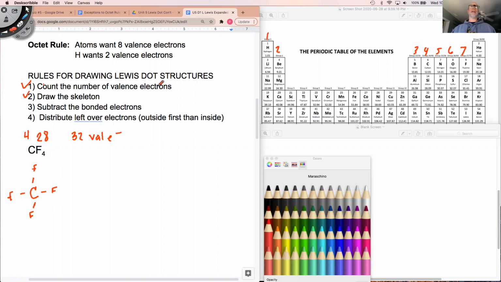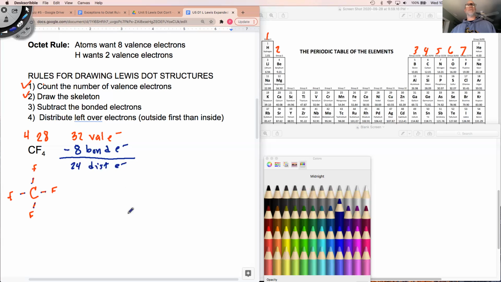So we've drawn the skeleton. We've counted the total number of valence electrons. We get to use 32 valence electrons total in this Lewis structure. How many of those 32 electrons have we used? Well, these are the bonded electrons where it says subtract out the bonded electrons. How many electrons have we used in the bonds so far? That's right, we've used 8 bonded electrons. So we subtract out the bonded electrons, and that's going to leave us the number of electrons we get. So what's 32 minus 8? It's going to be 24 electrons to distribute.